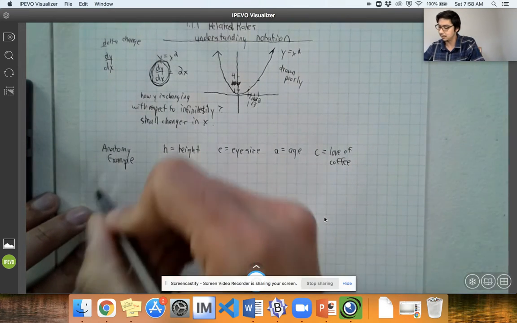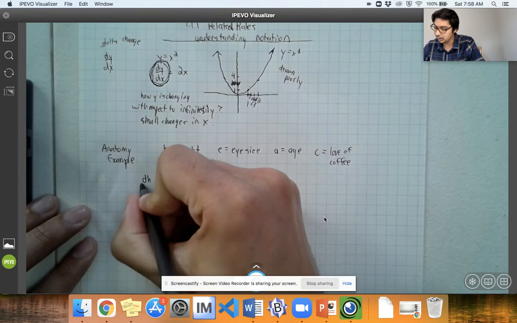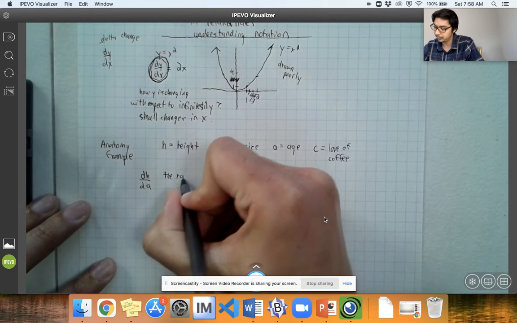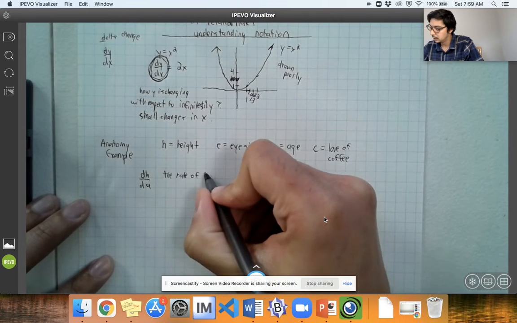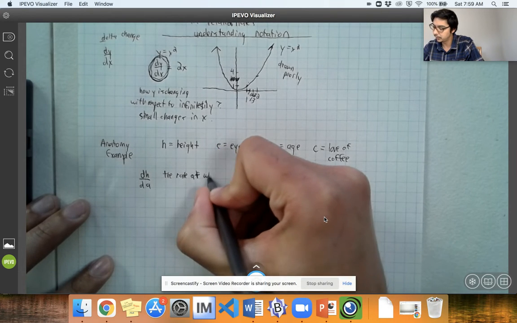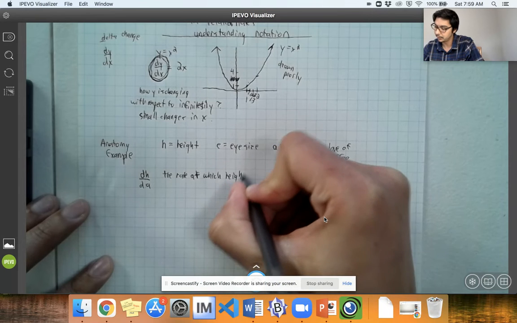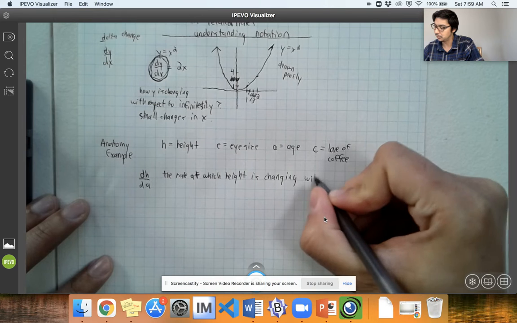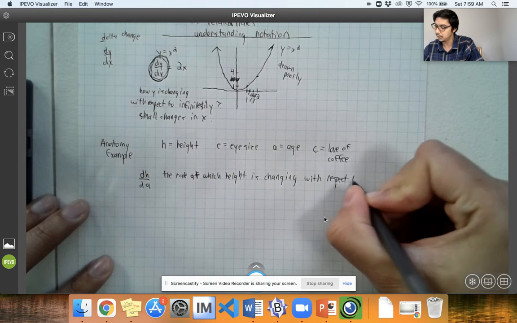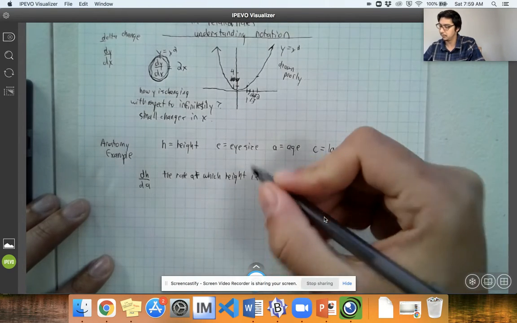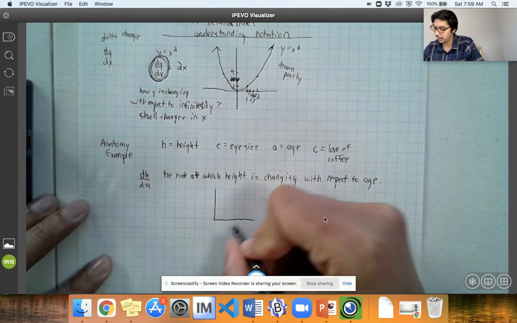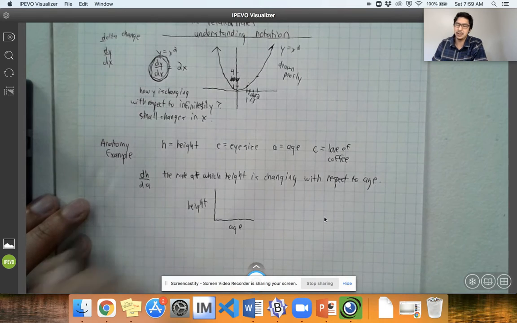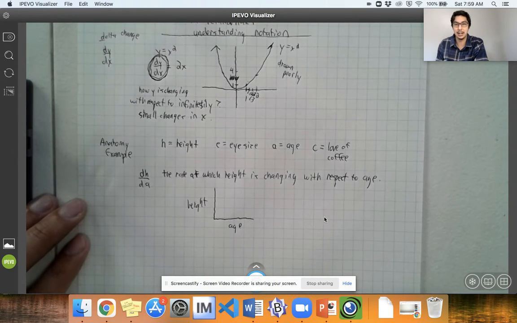If you saw dH, dA, what is that saying? That's saying the rate at which height is changing with respect to age. Visually, what would that look like? You have age and you would have height. As you get older, as age increases by just a small amount, what's happening to your height? How is it changing?